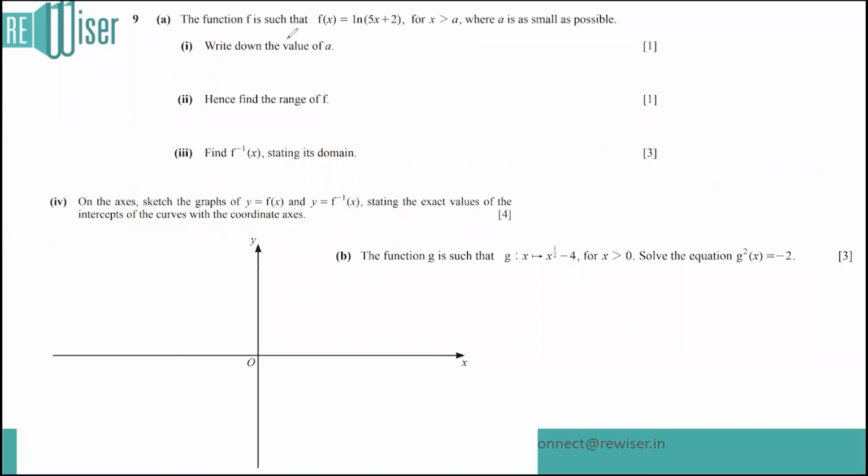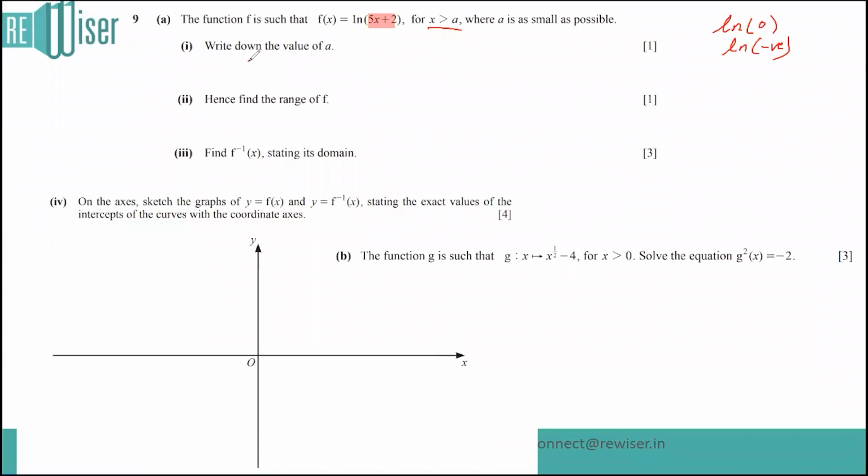The function f is such that f of x is equal to ln of 5x plus 2 for x greater than a, where a is as small as possible. Now, this has something to do with the domain of logarithmic functions. And we know the natural log of 0 does not exist. Even the natural log of a negative number does not exist. So whatever expression we have inside this natural log must always be greater than 0.